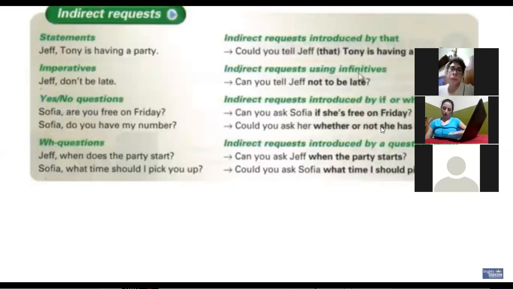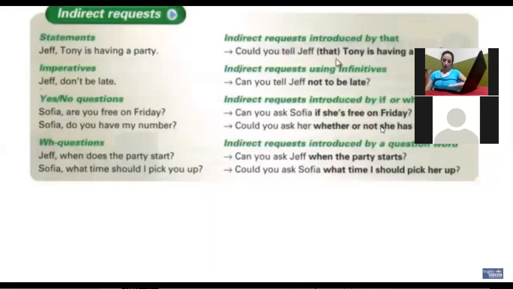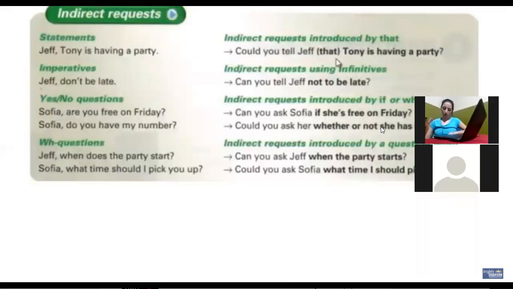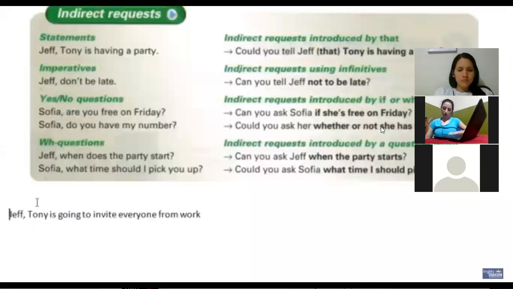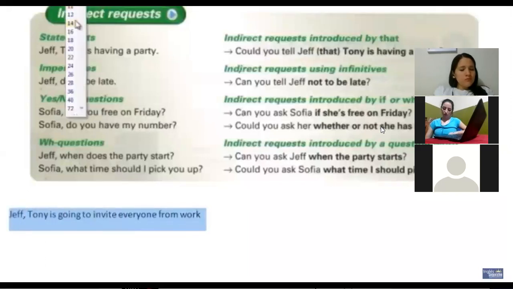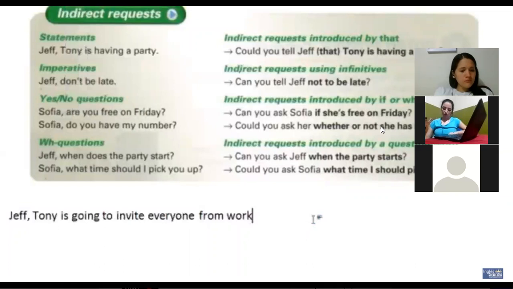By the way, the reason you see that in parentheses is because that is optional. That means that you can either say, could you tell Jeff Tony is having a party? Or you could just include it. You could say, could you tell Jeff that Tony is having a party? So let's write a couple of other statements, if you will. These are messages that I want to give to Jeff's receptionist, right? I'll change the size a little bit so that you can see that pretty clearly.